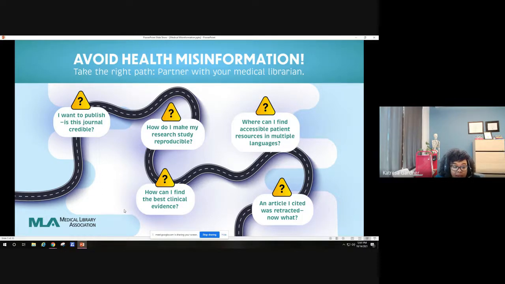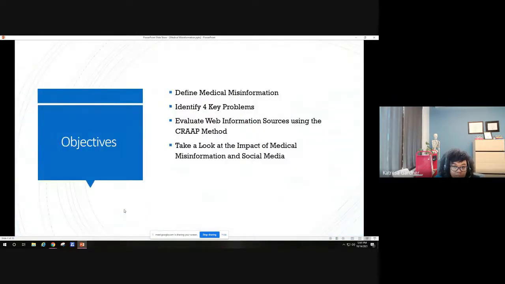And today's Lunch and Learn, our objectives for this session. We want to look at the definition of medical misinformation. It's a really hot topic right now with all the misinformation that is being spread. So we want to debunk those medical misinformation myths. We're going to look at four key problems within the medical misinformation that has been identified. And also, I want to show you how to evaluate web information sources using the CRAAP method. And then lastly, we'll take a look at the impact of the medical misinformation and social media.